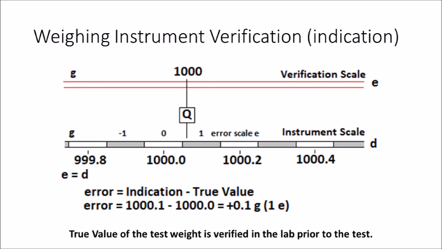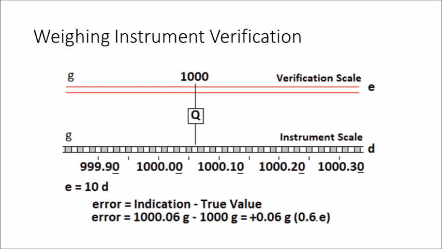And where does the error scale show up? Well, the error scale shows up next to the instrument scale, just as it did before when we stopped the test at 5 gallons on the test measure for the retail motor fuel dispenser. Now let's go to E equals 10D. We apply the 1,000-gram weight. It reads 1,000.06 grams minus 1,000 grams, plus 0.06 grams, which is 0.6 E. Nobody's confused about this. That's the error.